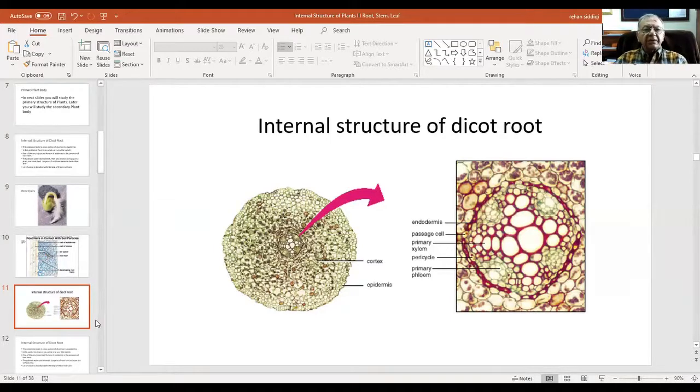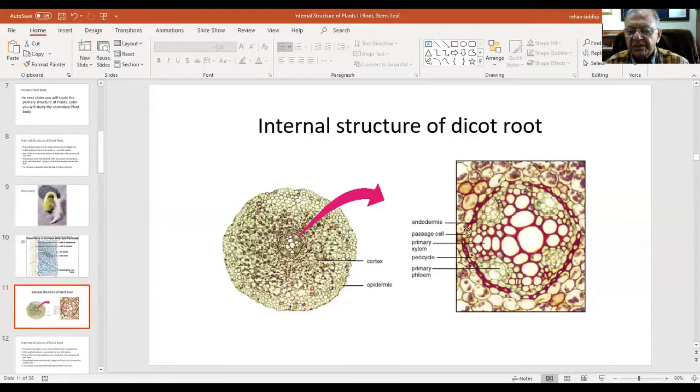Next to this epidermis is a big zone which is called cortex. Cortex is made up of storage parenchyma cells, and you are familiar with storage parenchyma. They store the food material.